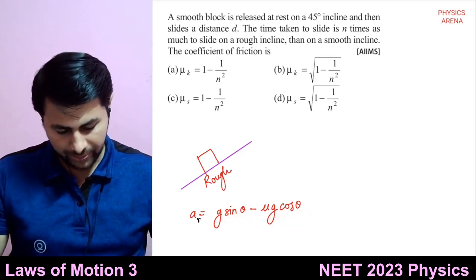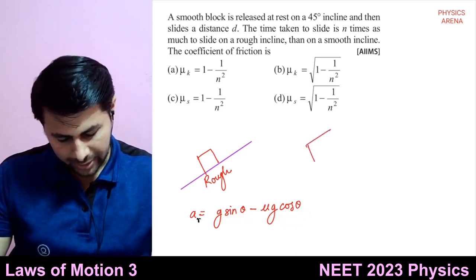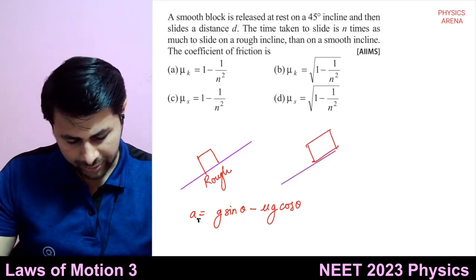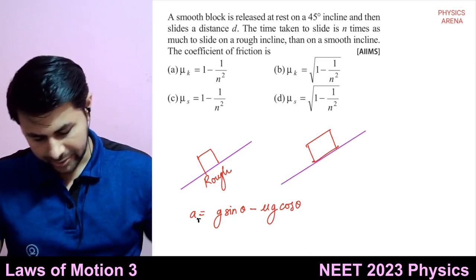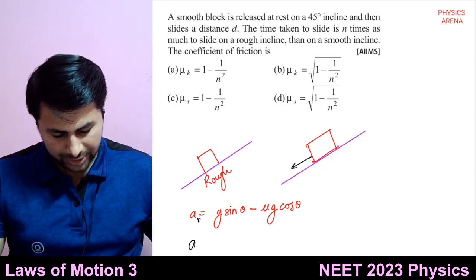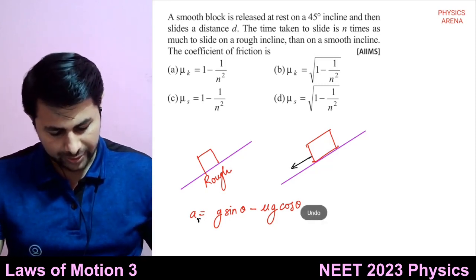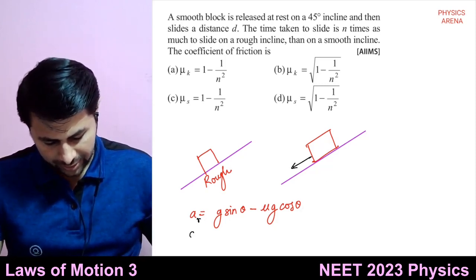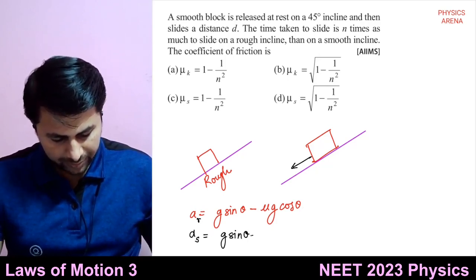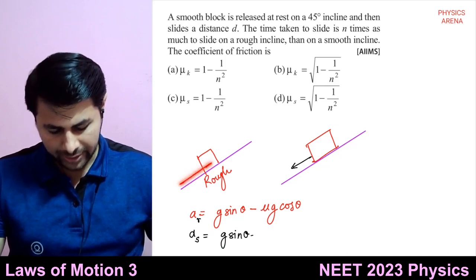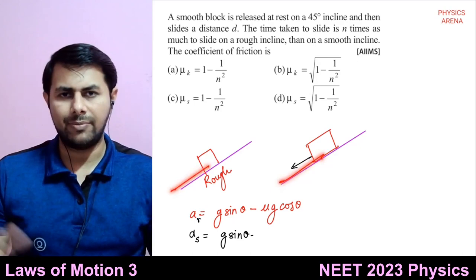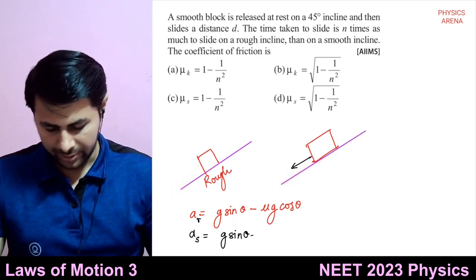And if it is a smooth incline, then there is only one force acting on it. That means there will be only one acceleration. And what will that be? It will be g sine theta only. So the acceleration on the smooth incline is equal to g sine theta only. Now suppose it covers distance d on this incline and this incline. The time is different.